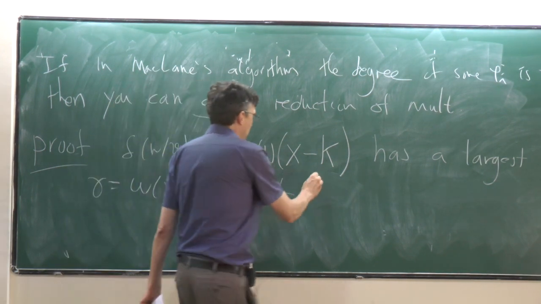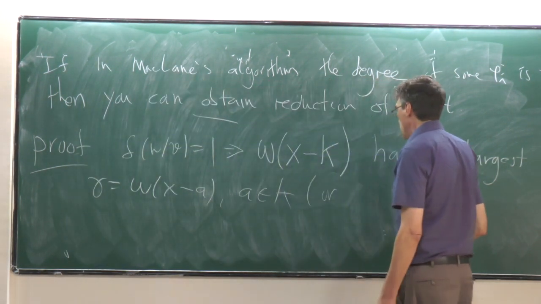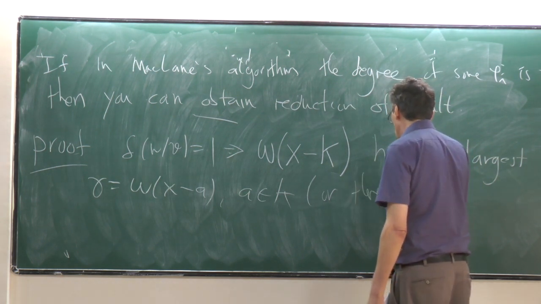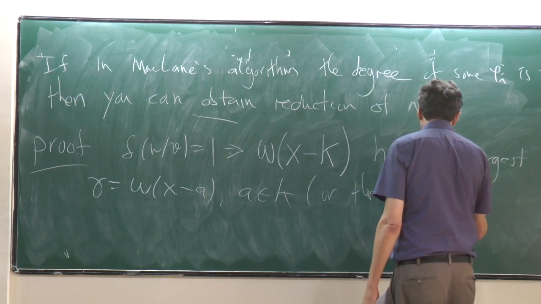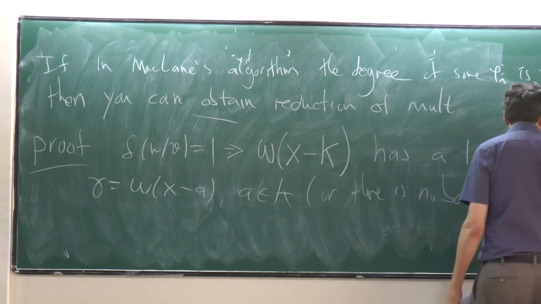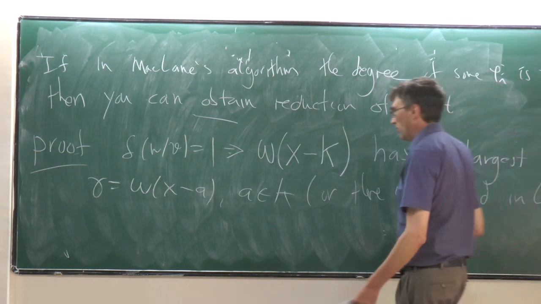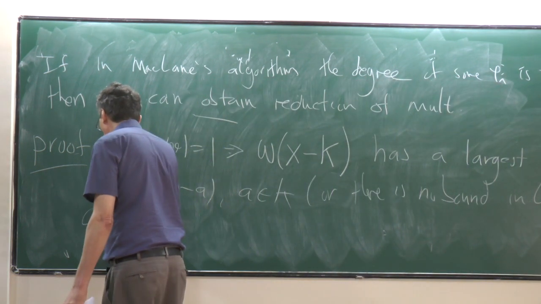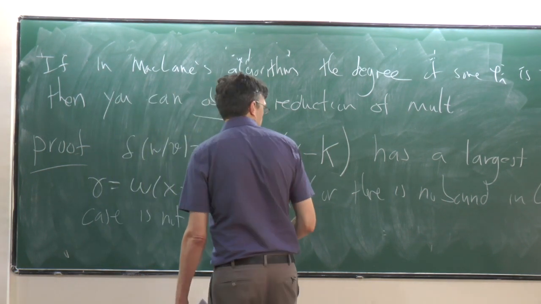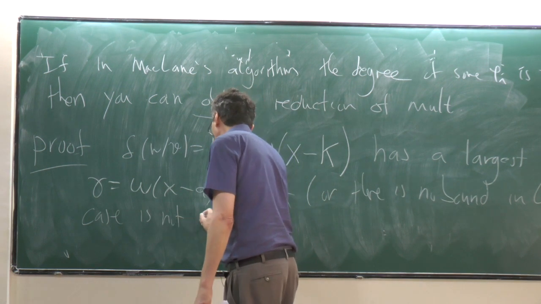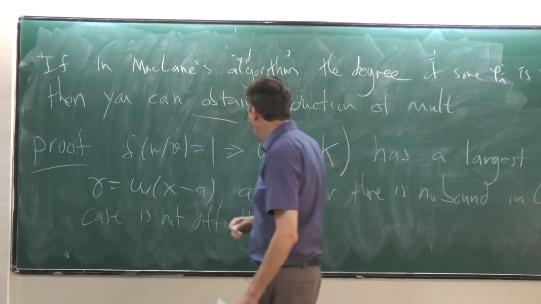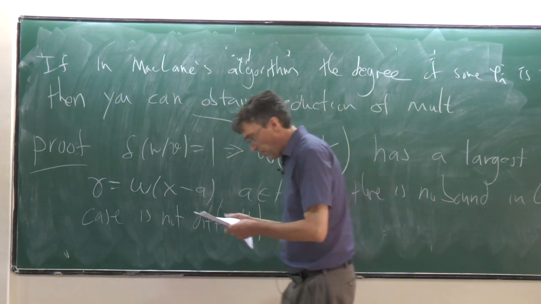Or there's another possibility, that there is no bound in the value group. And this case is not difficult. I won't talk about it, but this is a fairly easy case where you can in fact resolve the singularity completely. Okay, so we'll just ignore it. We'll look at the other case.